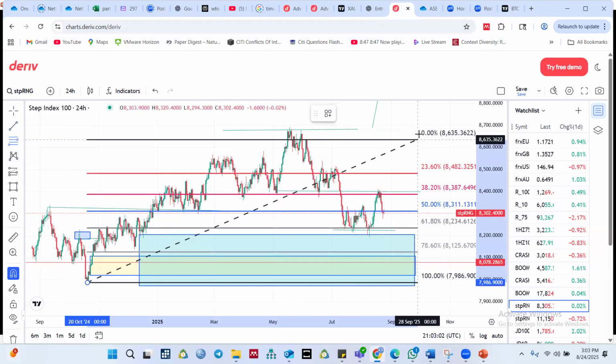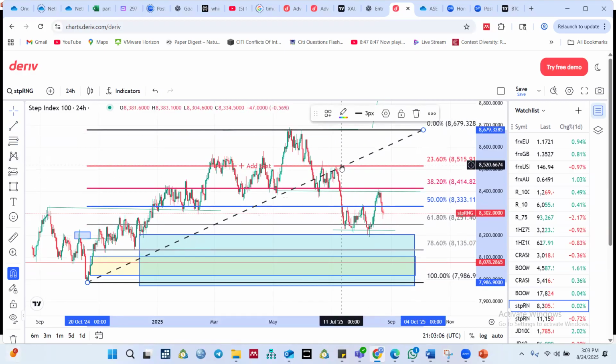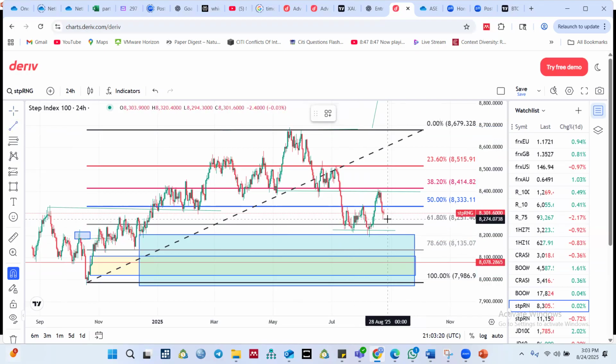If we measure from down here to up here, we could see that price traded into 61.8%, pushed up to 50, dropped back to 61.8, pushed back to 38, and is dropping again. It's likely it wants to use this double bottom as liquidity, sweep it up, and then enter into our area of interest. When it gets here, we don't just buy.